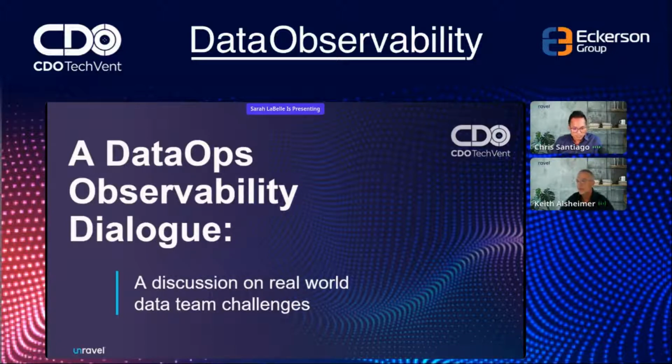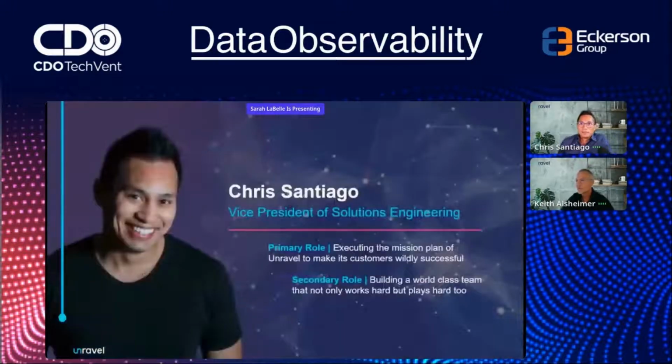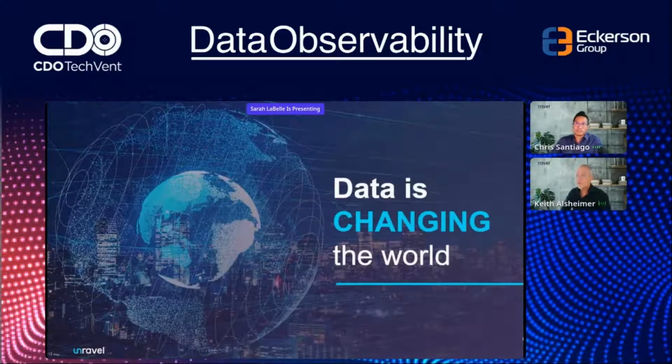And so with that, let me just quickly introduce myself. I'm the Chief Marketing Officer for Unravel, and I'm joined by Chris, who you've already met. Chris, you want to say hi? Sure. So for folks who don't know me, Chris Santiago, I'm the Vice President of Solutions Engineering. Think of me as boots on the ground, really executing with our customers so that way they can be wildly successful.